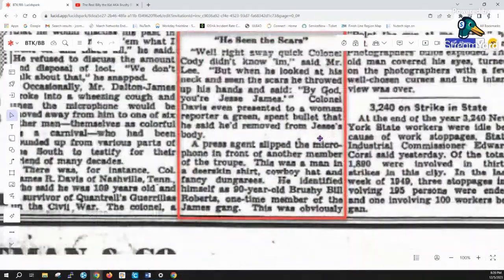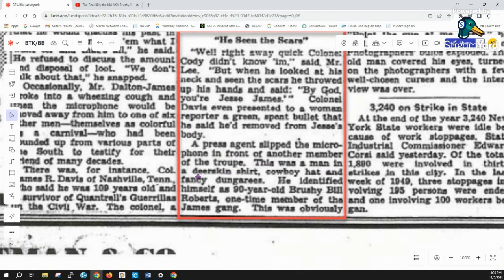And so a press agent slipped a microphone in front of another member of the troop. So there's a possibility that out there is a recorded situation or a recording of Brushy at the 102nd birthday party of Jesse James, aka J. Frank Dalton. For those that do not know, J. Frank Dalton was a man that proclaimed to be Jesse James. In 95 there was DNA evidence that said that he wasn't. Now I know that people argue that and say that the way it was pulled, there was some pushback on that, but regardless, this is saying that there might be a recording out there.